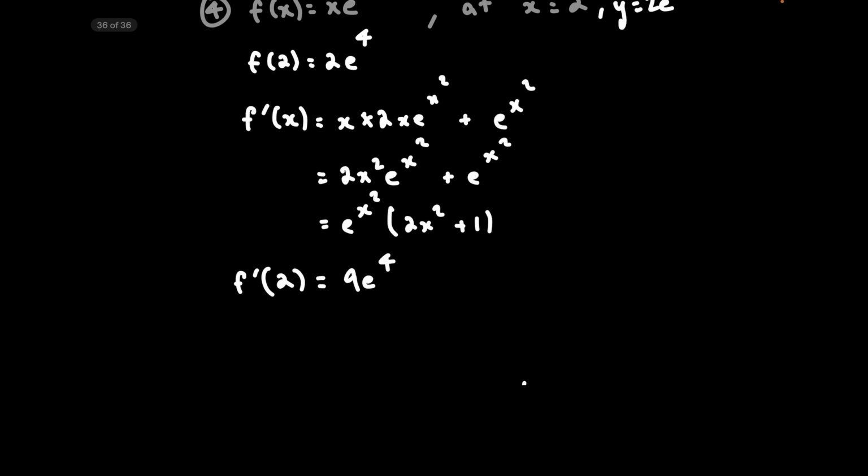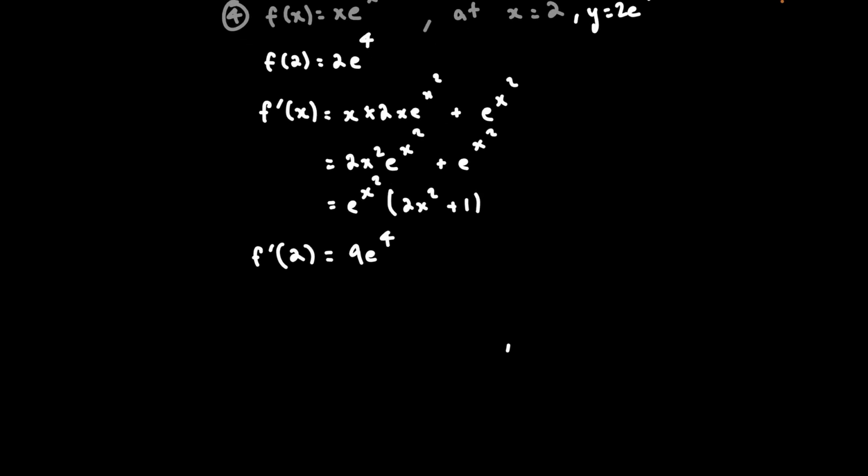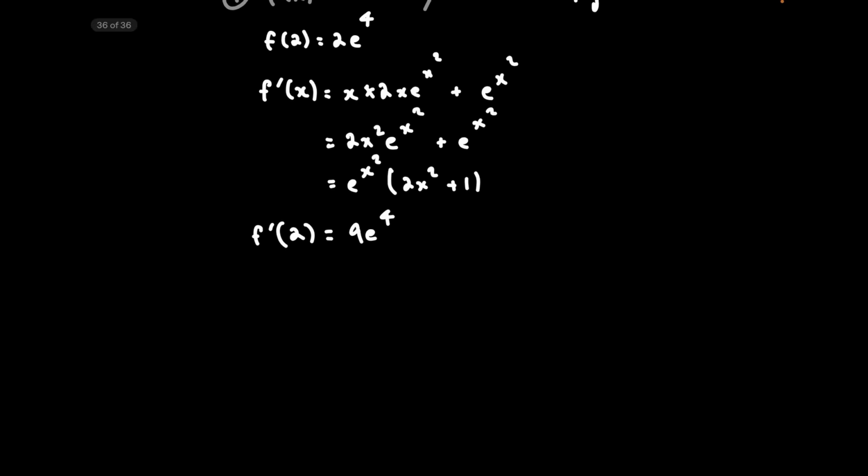All right, we just worked out the gradient when x equals 2. We don't care about this gradient. We care about the negative reciprocal, because again, this is our pesky tangent. We want our normal. So to work out the normal, it's negative 1 divided by 9e to the 4. This is our normal.